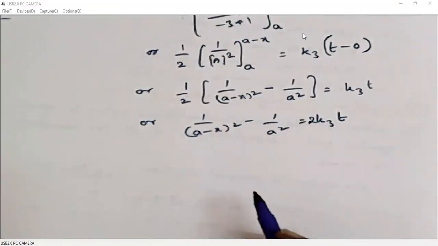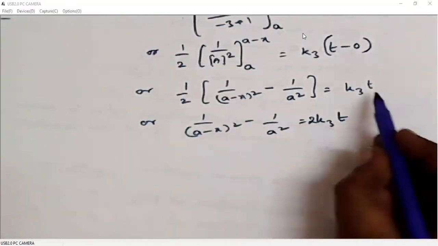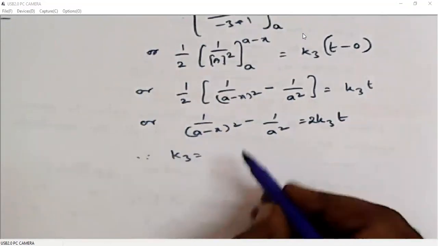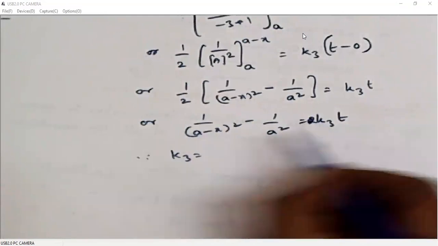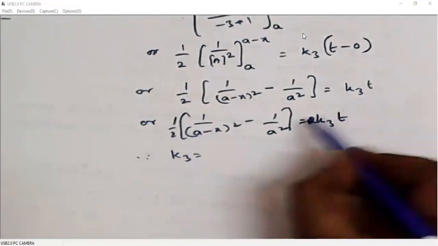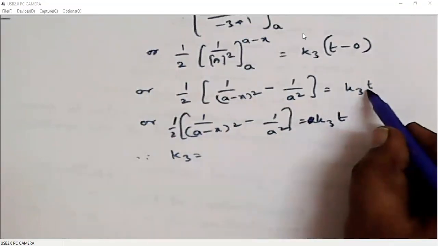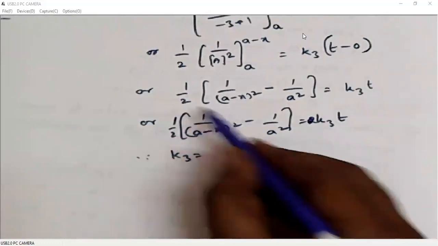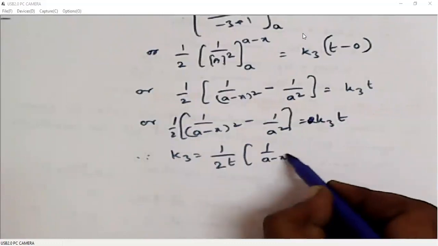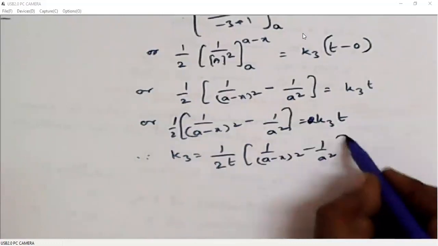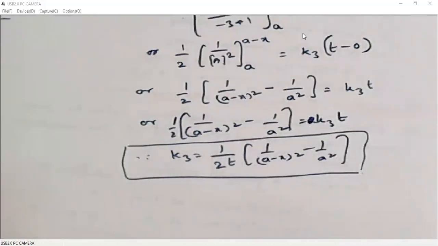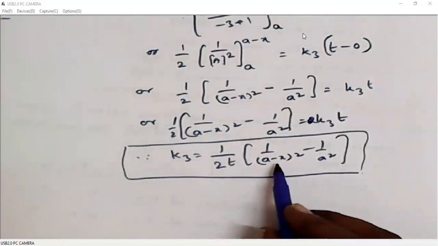What we are doing for an integrated rate expression, we are writing k3 is equal to, keep this 2 this side itself, so 1 by 2. k3 is equal to, make it t, it is a multiple here. When it is made this side, it becomes denominator, so 1 by 2t into 1 by A minus x whole square minus 1 by A square. This is the integrated rate expression for a third order reaction when all the three concentration terms are same.